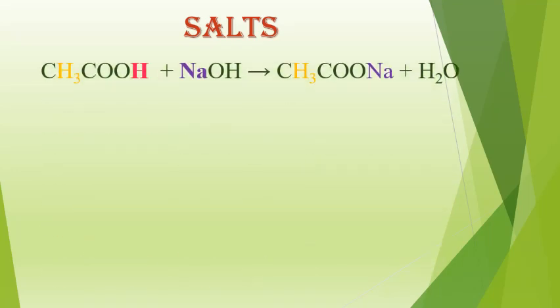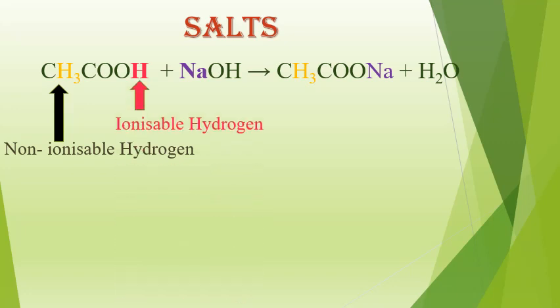Now let's take one more example. Here acetic acid is reacting with sodium hydroxide, forming sodium acetate and water. Now this acetic acid has 3 hydrogen atoms here. These 3 hydrogen atoms are non-ionizable hydrogen atoms, so they cannot be replaced. Only this hydrogen atom is an ionizable hydrogen atom. Only this hydrogen can be replaced. Hence acetic acid is actually a monobasic acid, though it has 4 hydrogen atoms in one molecule.